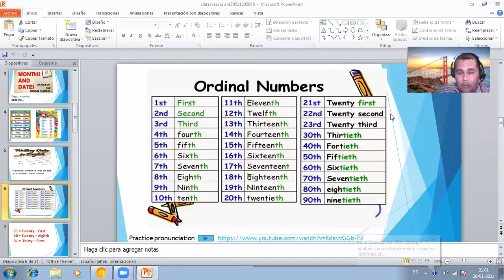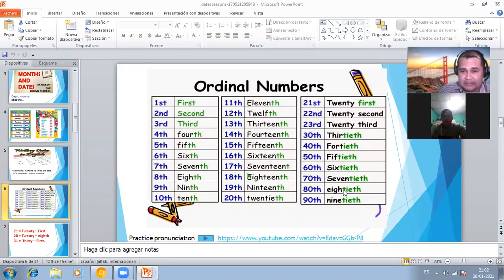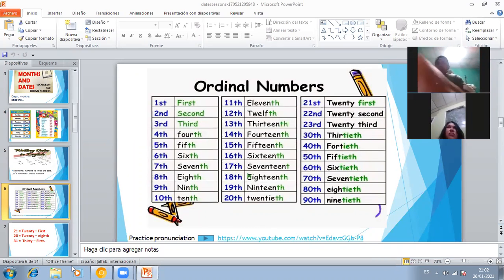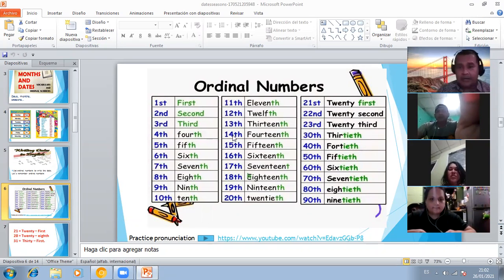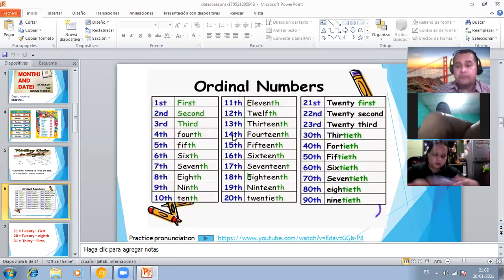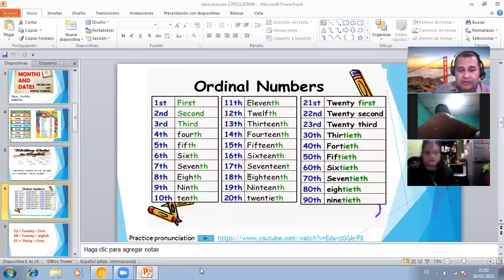So let me share with you the screen in this moment. These are the ordinal numbers, everybody. When we use the ordinal numbers, when we describe dates, cuando hablamos de fechas importantes, dates. For example, Independence Day. When is Independence Day, everybody? September 15th. But first you need to include the month first. Primero, tiene que incluir el mes. September 15. Excellent.